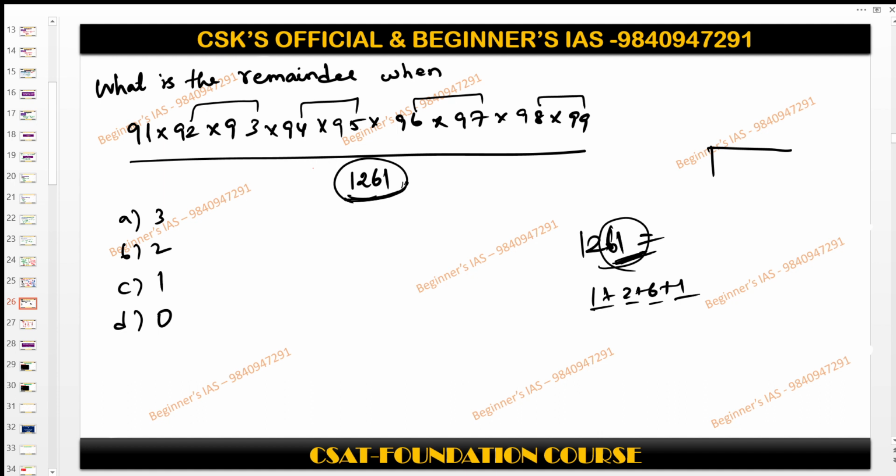Then 7: check whether 7 is a factor or not. We divided it, no? It was not divisible. So 7 is not a factor. Then 8 is also not a factor, since the last 3 digits, 261, are not divisible by 8. Right. So then what would be the factor? Is 9 a factor?